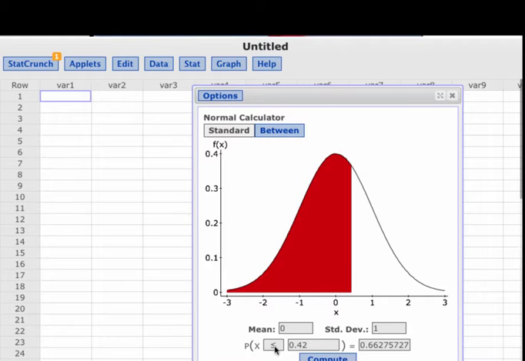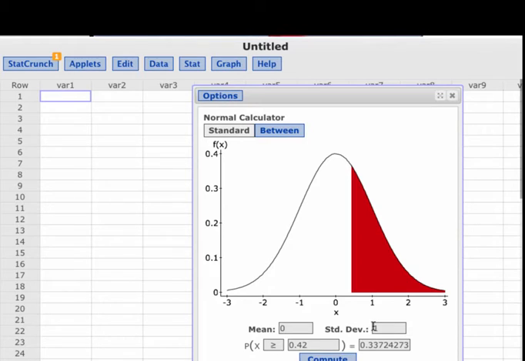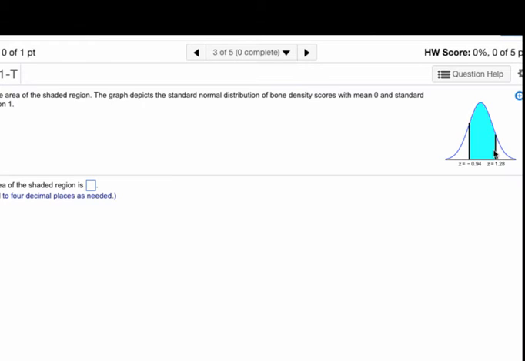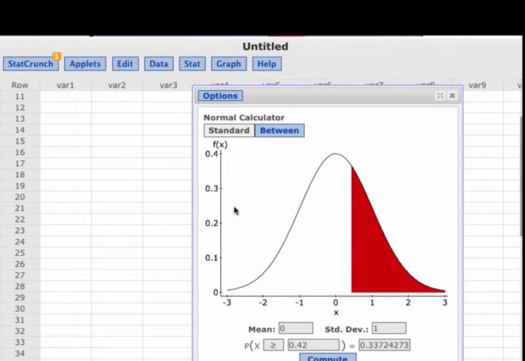The nice part is I can easily change this to greater than to find the area to the right, 0.3372. And it even gives you a nice picture to show you the area to the right. Now, what if you're given a question that asks you to find the area between two values? For example, this question asks us to find the area between negative 0.94 and 1.28. StatCrunch is able to handle this as well.